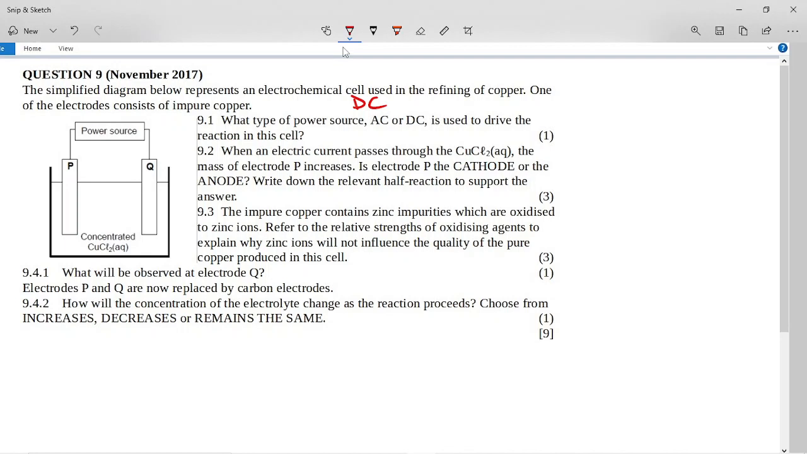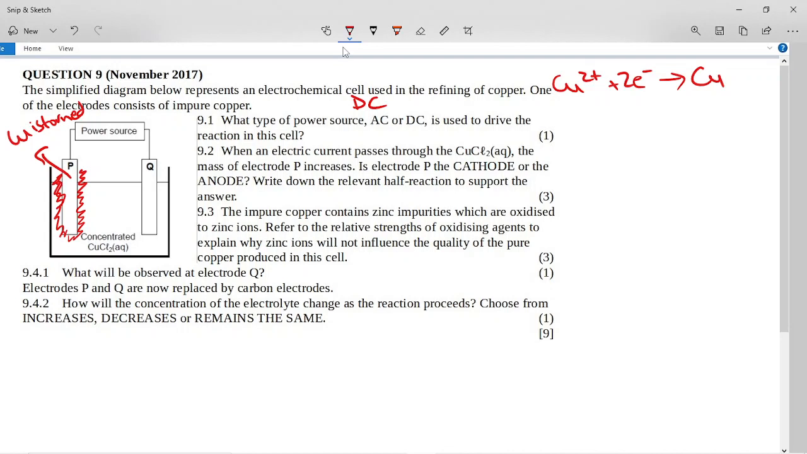So now it says to you, when the electric current passes through the copper chloride, the mass of electrode P increases. That means this one here is getting bigger. What is happening here? At this electrode, copper is formed. That's the only way we can increase our mass. If we go from copper 2 plus and we gain 2 electrons and we turn into copper metal, it will make the electrode get heavier. And this is exactly what we want to do. This is the pure copper that is now forming there.